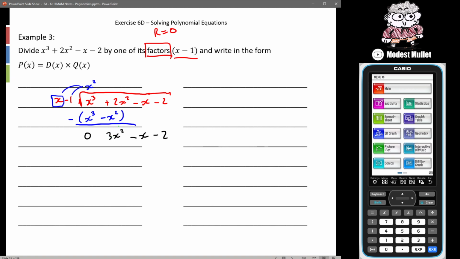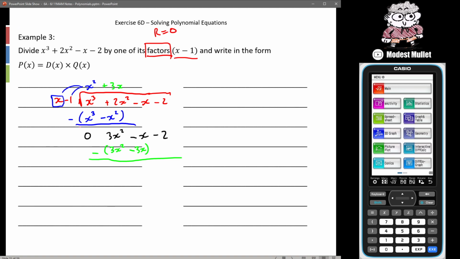So 3x squared divided by the x leaves me with plus 3x. Now I'm going to do multiplication by everything at the front, so I get 3x squared minus 3x.